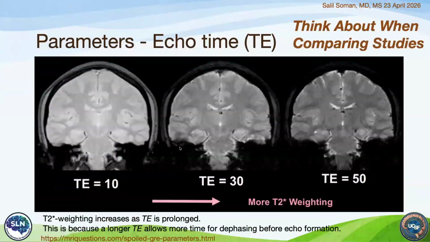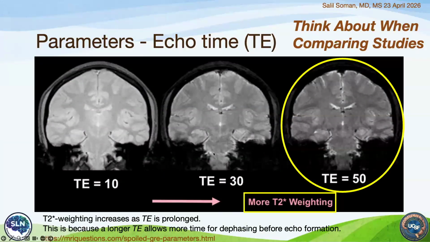So here, the echo time: going from left to right, you've got increasing echo time. In general, as your echo time goes up, you get more T2 star, more blood and calcium weighting. But you also get some more distortion. Here it's not looking horrible, but in other planes it can be much more pronounced.